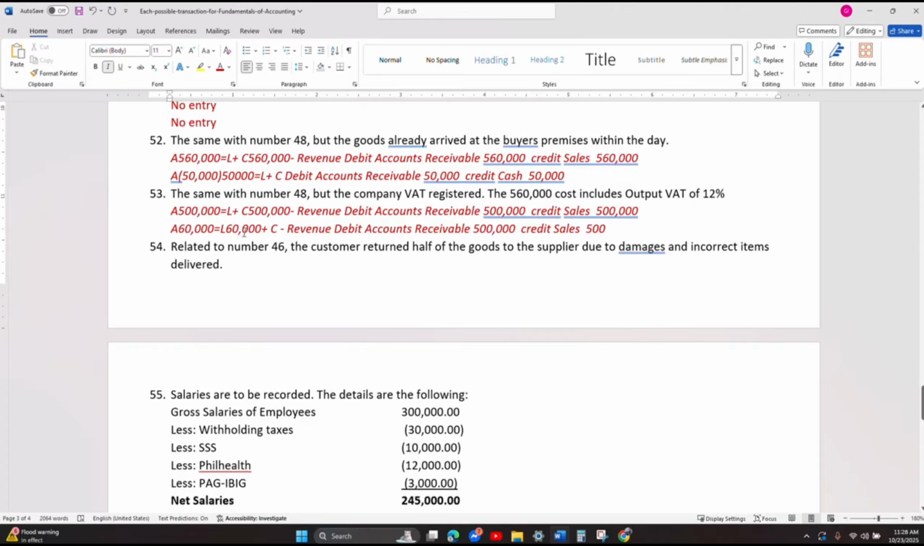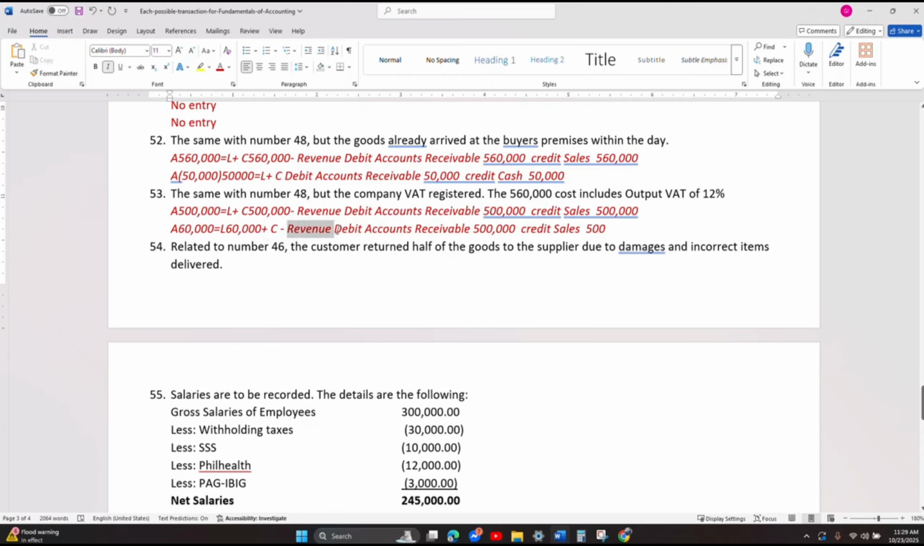And remember, if you have paid an input VAT, it will become a discount on the VAT payable later on. Like, if ever you purchase something from a supplier and they charge you VAT of 20,000, the VAT payable that you're going to remit to the BIR is only 40,000. 60,000 minus input VAT of 20,000. Okay?